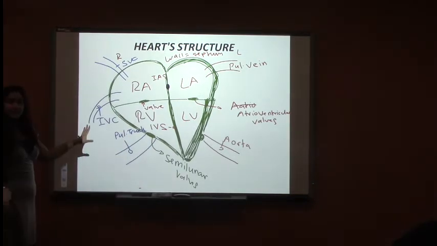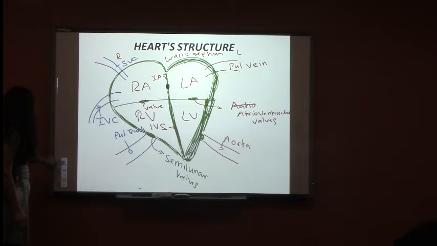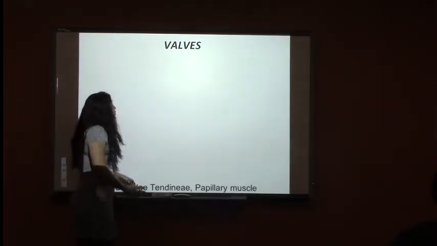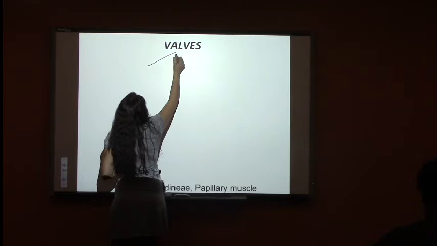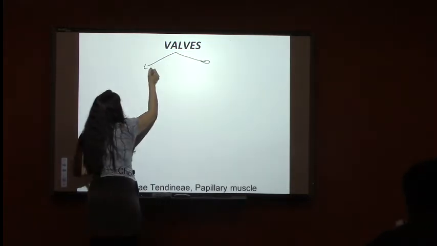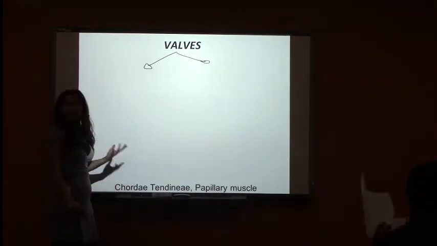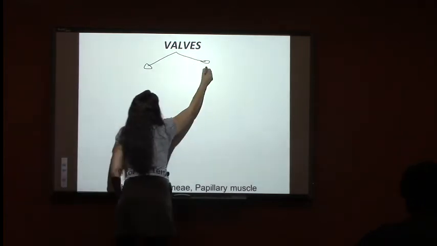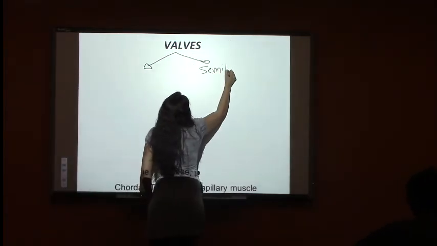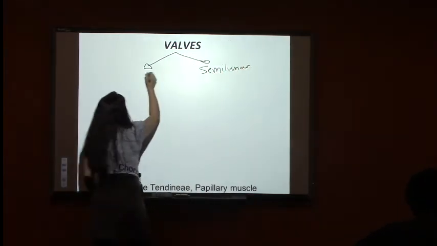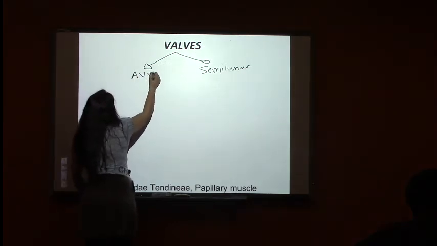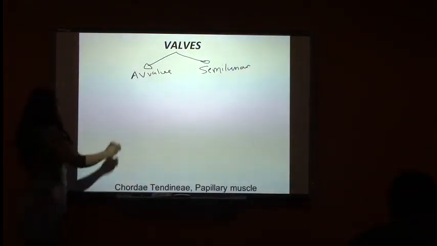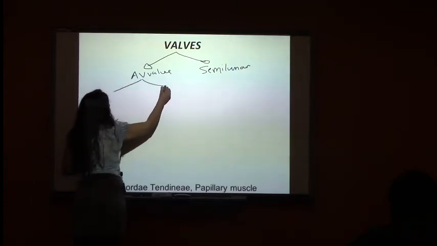Okay, do you guys understand the heart structure? Now let's talk about the valves a little bit more in detail. We have two classes of valves, correct? What are the two classes of valves? Two main types of valves. Yes, so semi-lunar and AV valves. So we have the AV valve and the semi-lunar valve. The AV valve is split up into two valves.